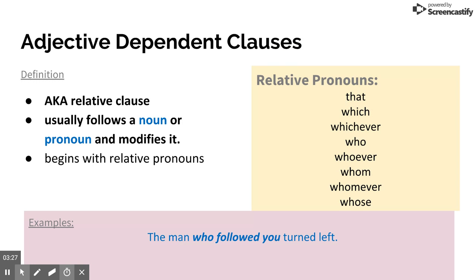Our first type is an adjective-dependent clause, which is also known as a relative clause. An adjective-dependent clause usually follows a noun or pronoun, and because it's acting like an adjective, it modifies that noun or pronoun. It usually begins with relative pronouns, and I've got a list of those in the yellow box here. For example, in our sentence below, I said, the man who followed you turned left.